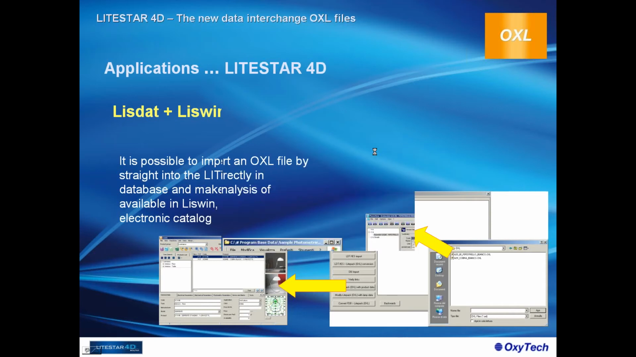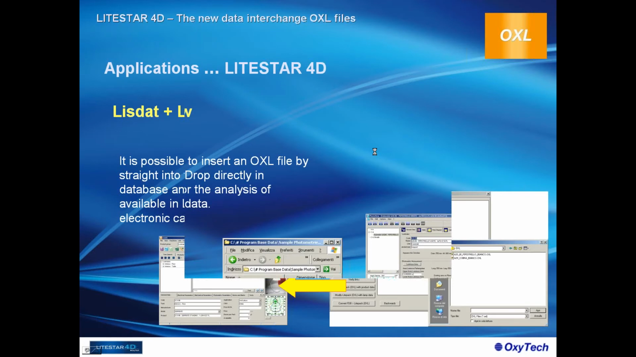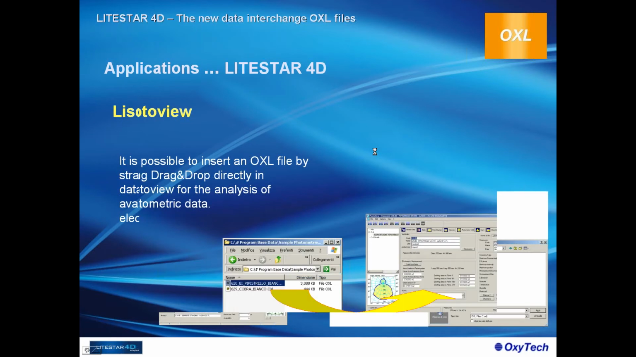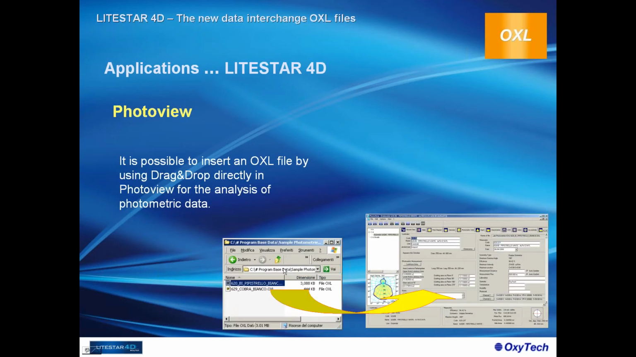Photo view. It is possible to insert an OXL file by using drag and drop directly into photo view for the analysis of photometric data. Exactly in the same way you open the photo view module, you drag and drop the information from here into here, and it will be automatically available for photometric analysis from many different points of view.